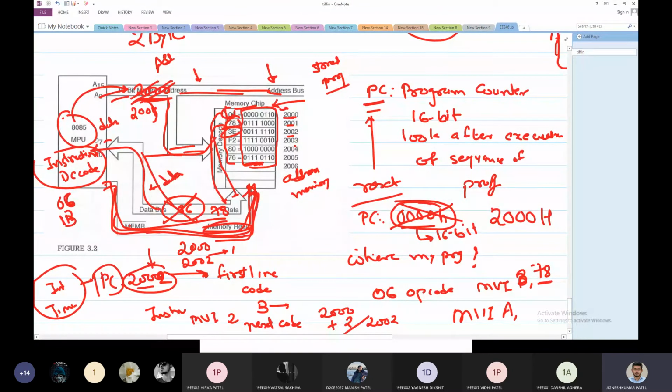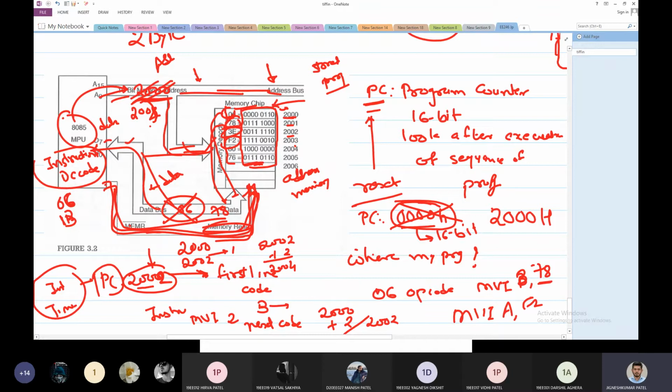So it will again put 2004 and try to bring in the data, that is F2. So F2 will come inside and F2 will be moved to A. Now what would be the content of the program counter? Again, the instruction was MVI, a 2-byte instruction, so again it would be program counter plus 2. So 2002 plus 2 is 2004 is the next destination for code.